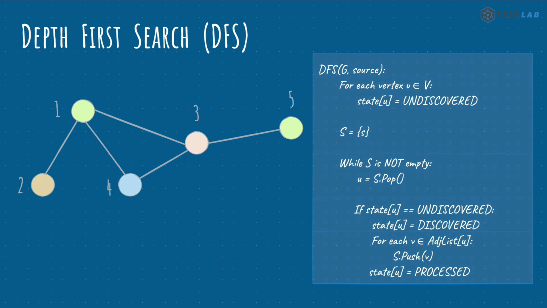Now, as with any traversal algorithm, we begin by marking all nodes as undiscovered. We then initialize a stack with the root node, or the node we are starting depth first search from. Now inside the main loop, we first pop the top element of the stack, and if it's still undiscovered, we first mark it as discovered, and then we push all its adjacent nodes into the stack. And finally, the current node is marked as processed.